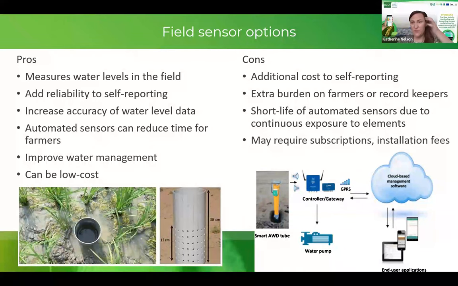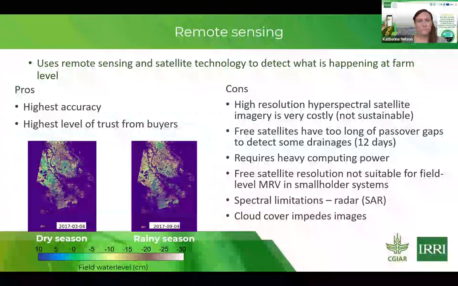However, it can't be used alone. And so it is an additional cost to self-reporting. If you're using manual tubes, it can add an additional burden to farmers or record keepers. The automated sensors have a relatively short life because they're continuously exposed to the elements. And so the batteries and other types of mechanical operations tend to break down. And then it could also require subscriptions or installation fees, which requires ongoing finance to be able to sustain that.